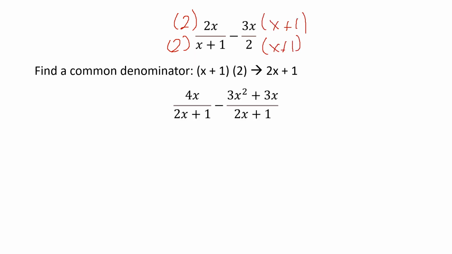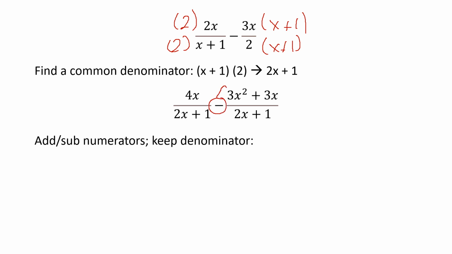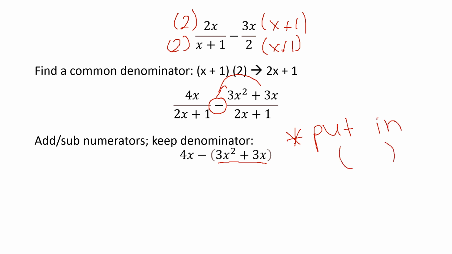So what I end up with is 4x minus all of that. Now, when we get to this part, when we are subtracting, this negative has to be applied to all of these pieces. So I'm going to talk about just the top for a second, because technically it's 4x minus all of this. So what you need to do is put what you're subtracting in parentheses, because that minus has to attach itself to every piece, not just the first piece.